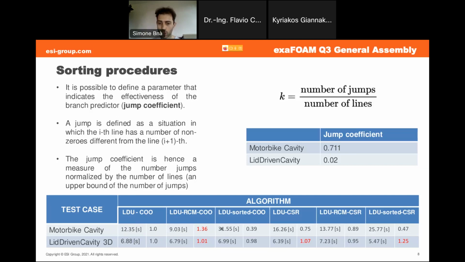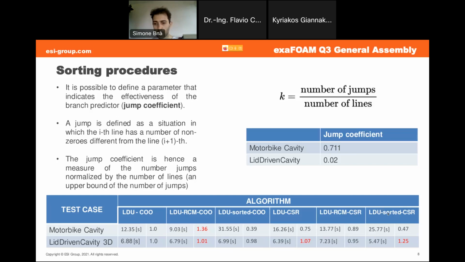If we sort the matrix by the number of non-zero, you see that the time for the motorbike cavity grows a lot. For the lead-driven cavity, it's a little bit slower, but there is no big difference with respect to the standard case LDU-CO. If we move to LDU-CSR, moving from LDU-CSR to LDU-RCM-CSR, in the lead-driven cavity the performances are slower. For the motorbike, performances are better.